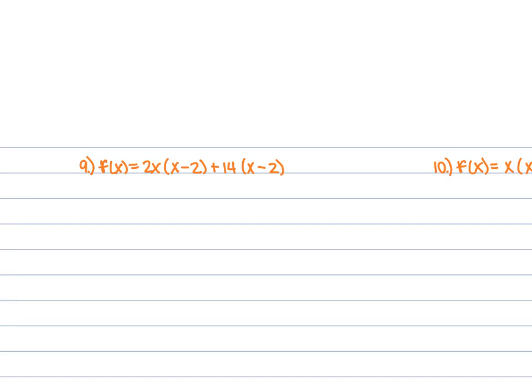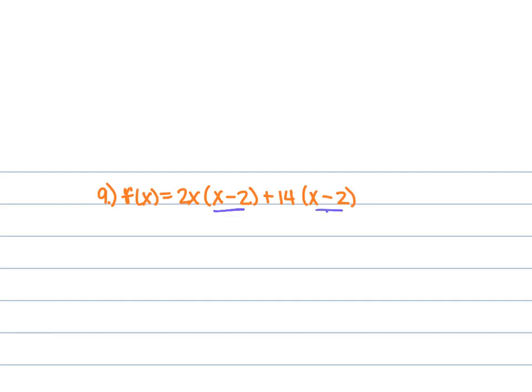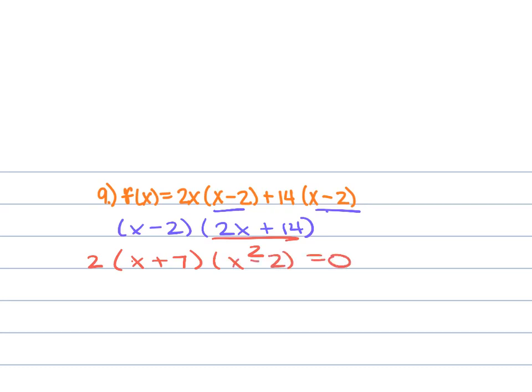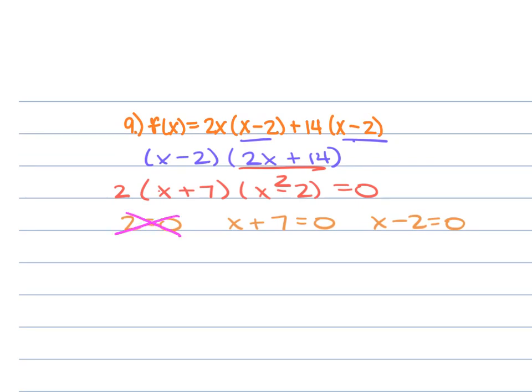For 9, we have 2x times x, or sorry, x minus 4 plus 14 times x minus 2. So the 2 x minus 2s, we're going to write 1. And then form another with a 2x plus 14. Now that 2x plus 14 can still be factored as well. We can factor out a 2 from it. So this can be written as 2 times x plus 7 times x minus 2 is equal to 0. So the 2 would be equal to 0, the x plus 7 is equal to 0, and the x minus 2 is equal to 0. 2 is not equal to 0. However, with the 7, we can subtract it over. We get x is equal to negative 7. With the 2, we can add it over to get x is equal to 2.